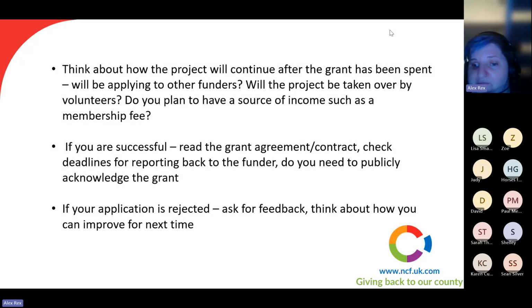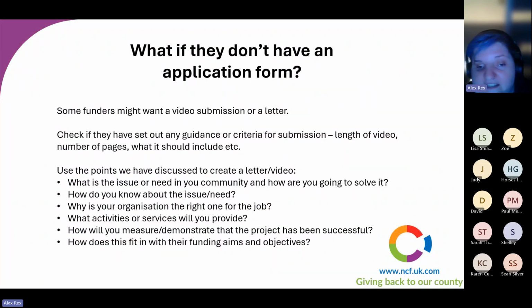If your application has been rejected, sometimes funders will give you feedback at the point of rejection. Some you might need to approach them to ask for feedback about how you can improve for the next time, but don't be afraid to ask for feedback, because the worst thing they can say is no. But many of them will say yes.